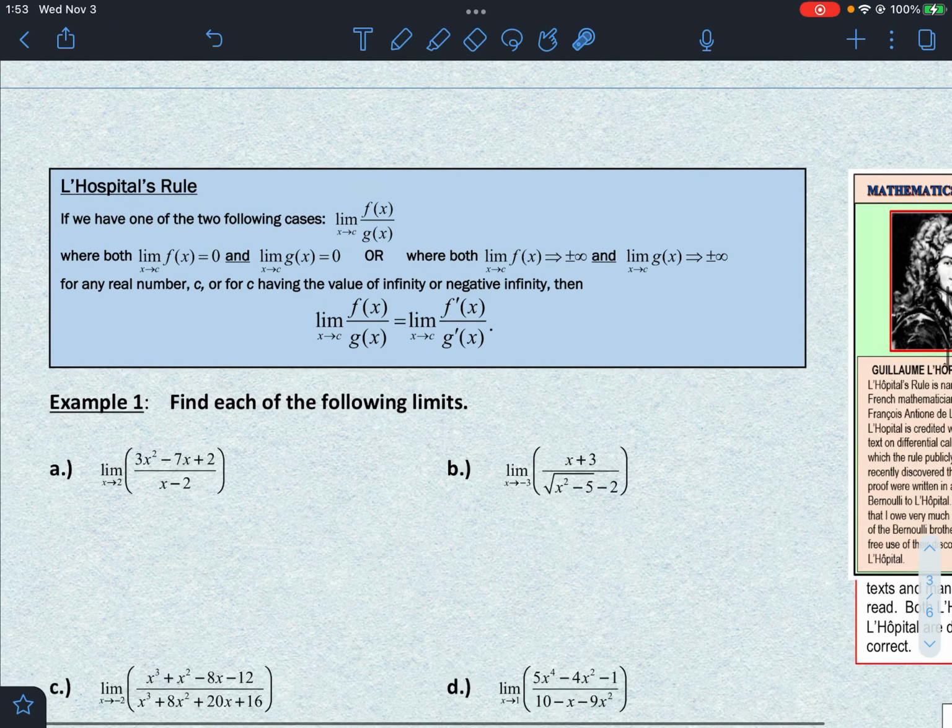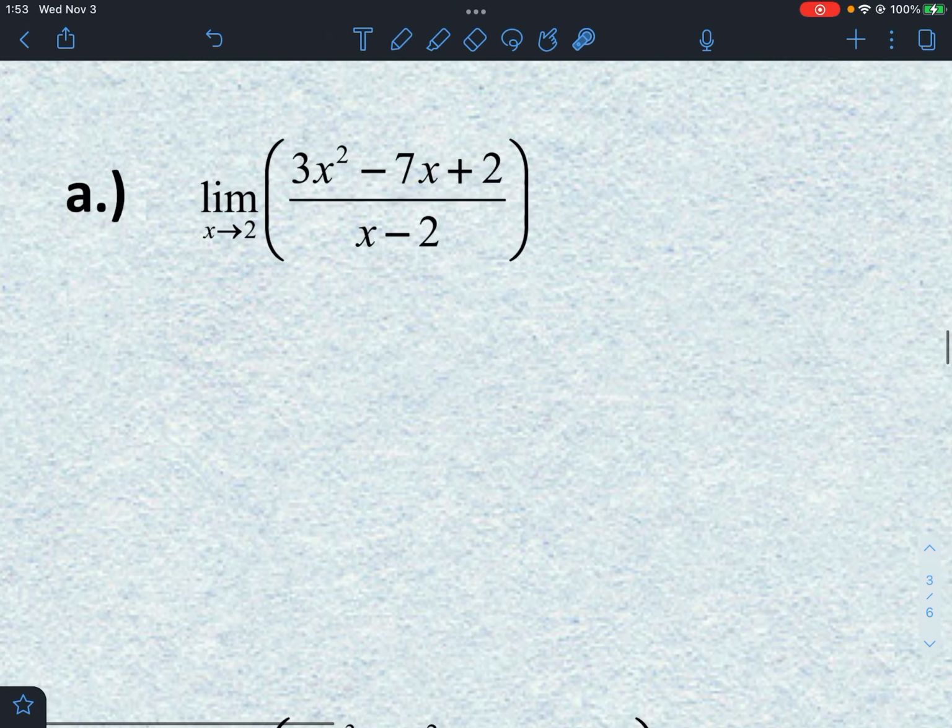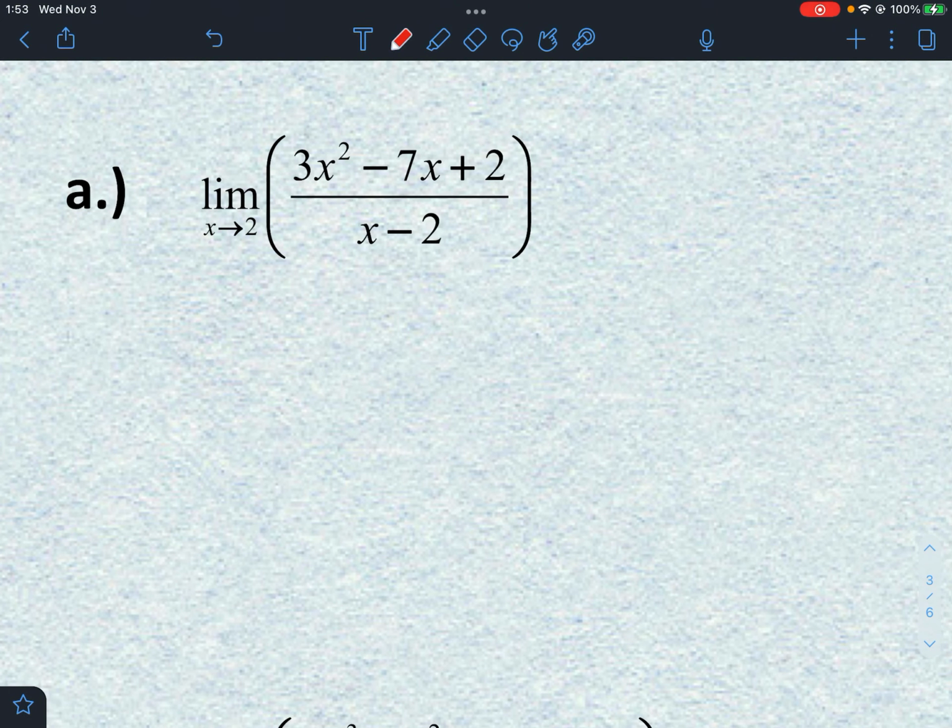Let's take a look at how that works. So here we have our first example. It says limit as x approaches 2 of this beautiful rational function here. As always, the first thing you want to attempt is to simply put the c value in and see what we get back here. So that would be 12 minus 14 plus 2, which is 0.